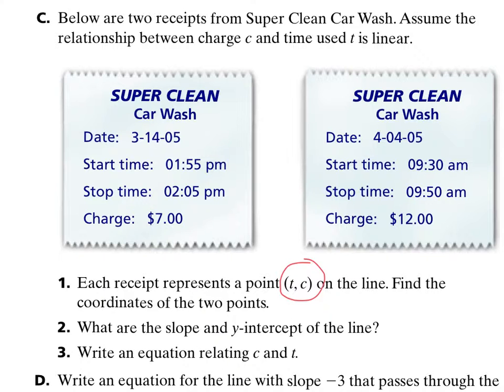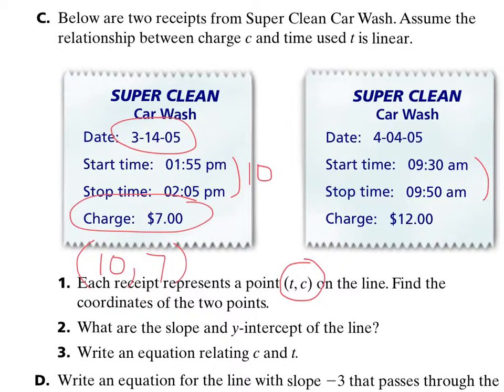On the first receipt dated 3/14/05, I notice that there's a time expended of 10 minutes. So that's my t value, or my x coordinate. And I know that the charge was $7. That becomes my y coordinate. So putting them together, I have a (10, 7) xy coordinate or ordered pair that I could use for the situation. Now in the second receipt we do the same thing, and here we have a time of 20 minutes and a charge of $12. So my xy coordinate, or my tc coordinate, would be (20, 12).